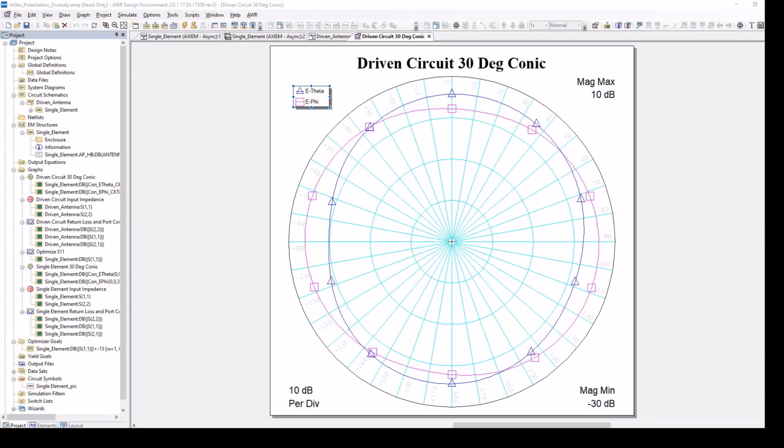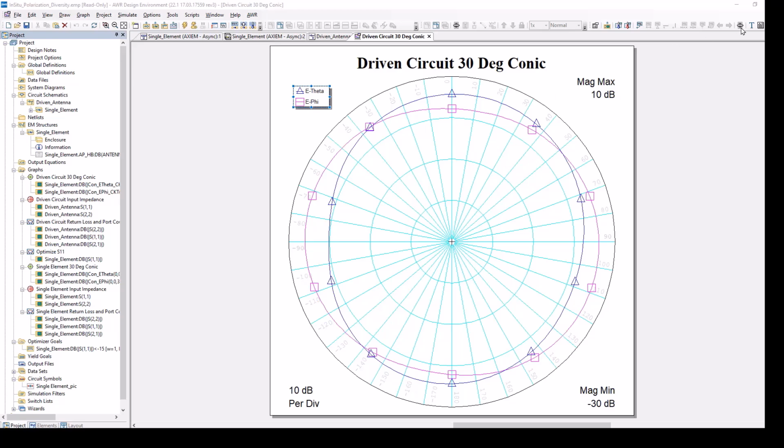I brought up an antenna pattern here. This is a 30-degree conic cut, meaning the theta angle from the vertical is 30 degrees, and we're plotting in phi as we go around the XY plane. You're seeing the E theta for the blue curve and the E phi components with the purple.